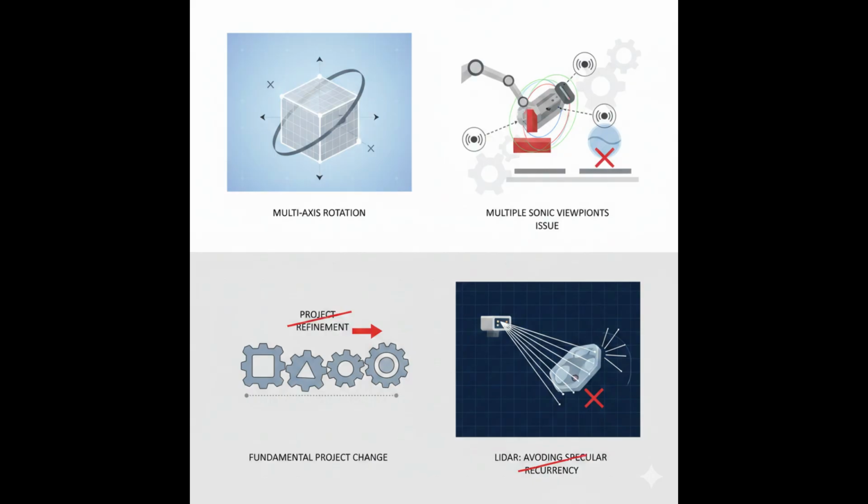Some solutions to our system would be rotating the object, but the object would need to be rotated on multiple axes, and again, that would ruin the point of being able to interchange objects. We could use ultrasonic sensors, but we would need multiple independent viewpoints. If I had to try again, I would use LiDAR instead because we just avoid the specular return constraint entirely. But all of these fundamentally change the project. None are refinement, so that's the reason I stopped.